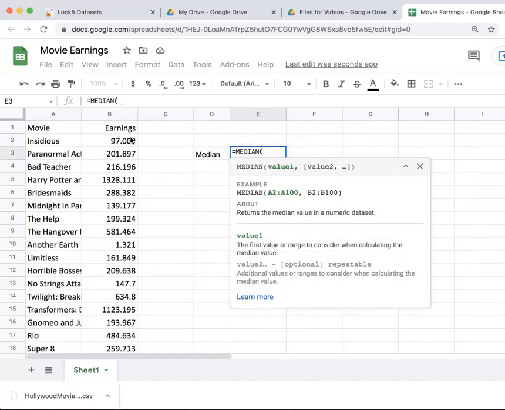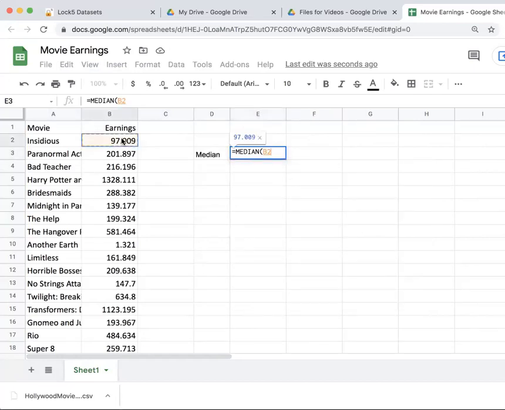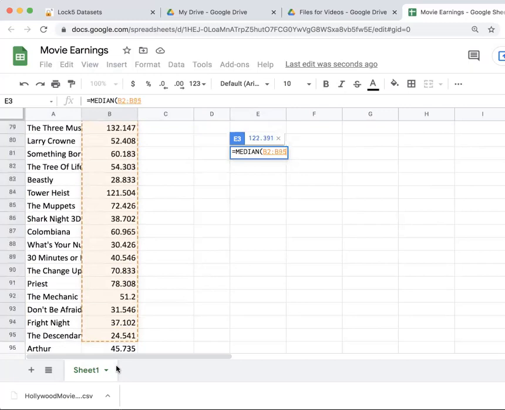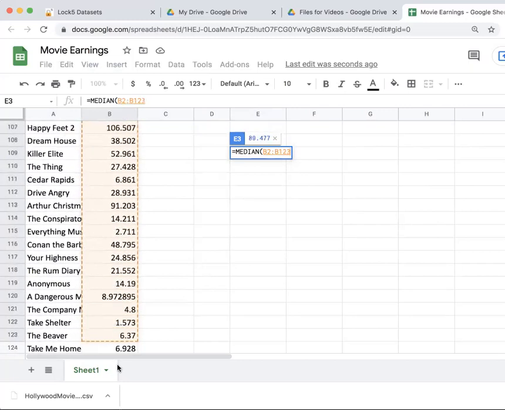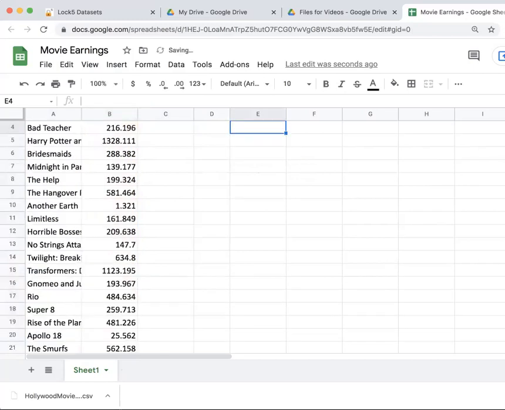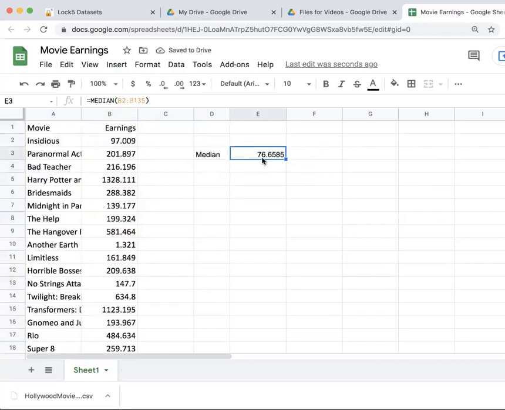To do that, I'm going to go over here into my list. I'm going to click, hold the click down, and then drag my mouse down to select all of the data that I want to take the median of. Now I just let go once it's all selected. You'll see that I have the cells B2 all the way to B135 selected. Then I end parenthesis and return. And what I get is that median.